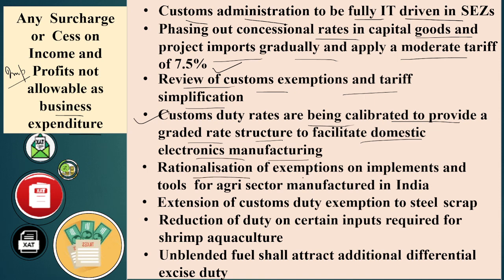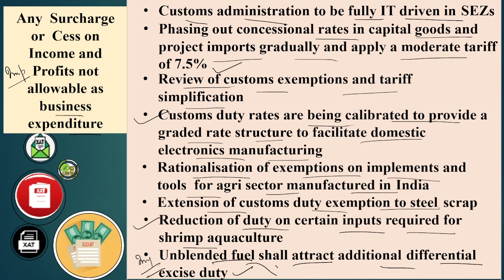Next is your rationalization of exemptions on implements and tools for the agri sector manufactured in India. Next is your extension of customs duty exemption to steel scrap and reduction of duty on certain inputs required for shrimp aquaculture. And again, very important, is that unblended fuel shall attract additional differential excise duty. If I talk about the unblended fuel, this is the fuel without ethanol.